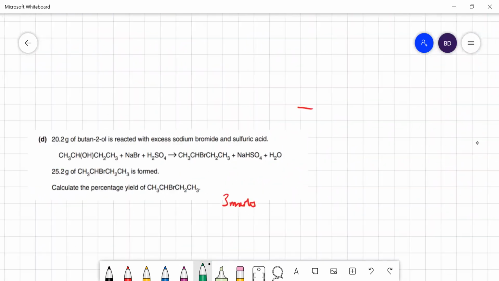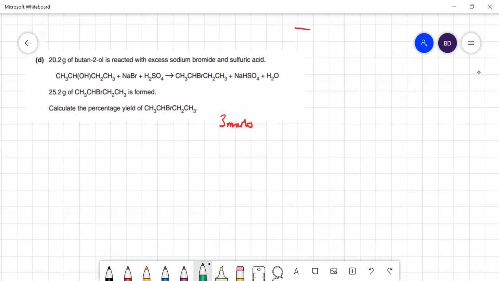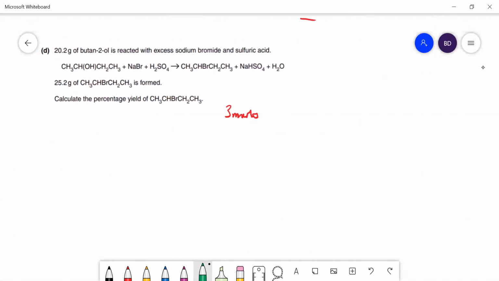Okay, this is a yield question. Okay, so 20.20 grams of butanol is reacted with excess sodium bromide and sulfuric acid. I'm going to calculate the percentage yield. So we need to work out the MRs of butanol. So butanol is going to be C4H10O, and the product is going to be C4H9Br. So we work out the MRs of those two.